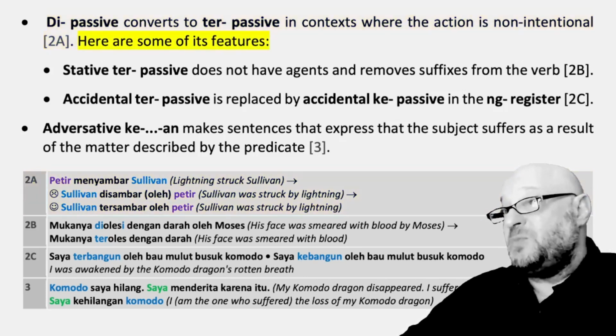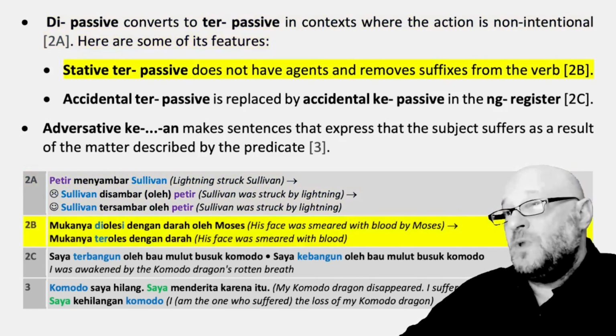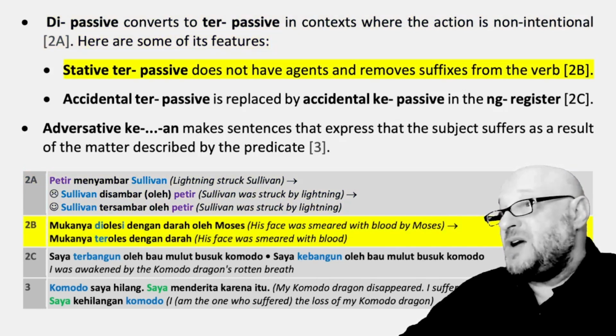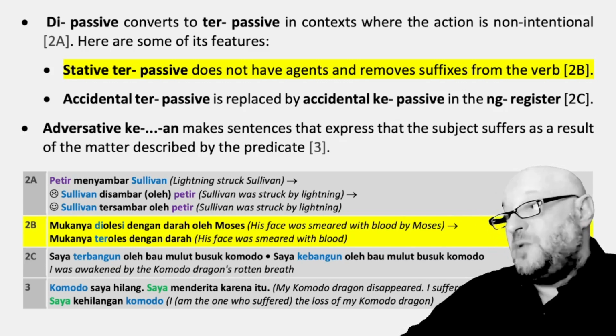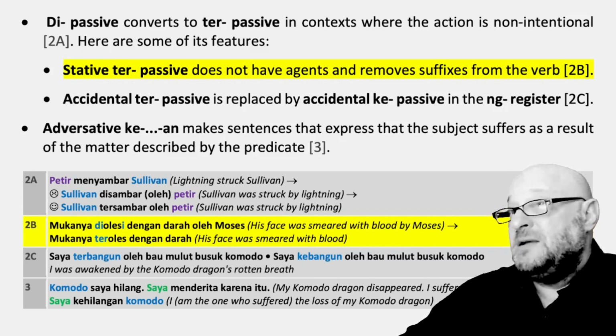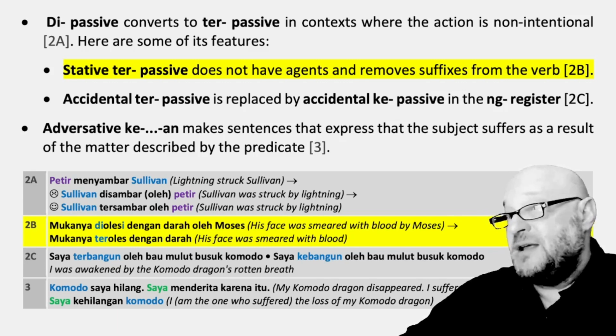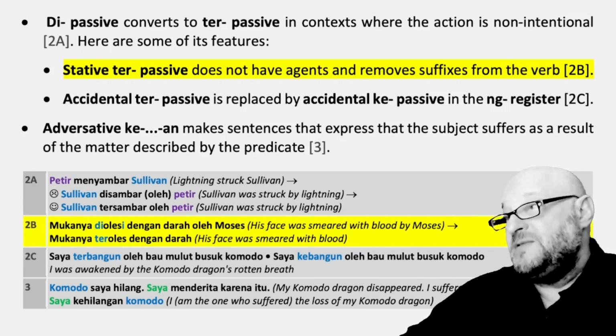Here are some of ter- passive's features. Stative ter- passive does not have agents and removes suffixes from the verb. For example, in the intentional context, mukanya diolesi dengan darah oleh Moses. His face was smeared with blood by Moses. Becomes, in the stative context, mukanya teroles dengan darah. His face was smeared with blood.